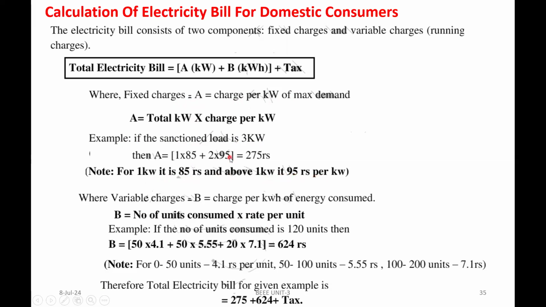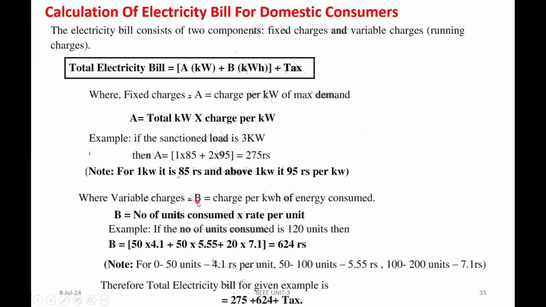The maximum demand given here is 3 kilowatts. Then A equals 1 into 85 is one part, plus another 2 with a different rate of 95 rupees, that is 2 into 95. It's approximately 275 rupees. This is the fixed charge they can impose. Whether you use it or not, that's not an issue. You have to pay it.